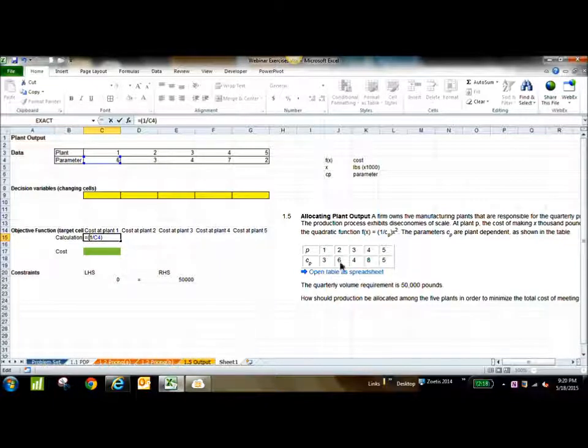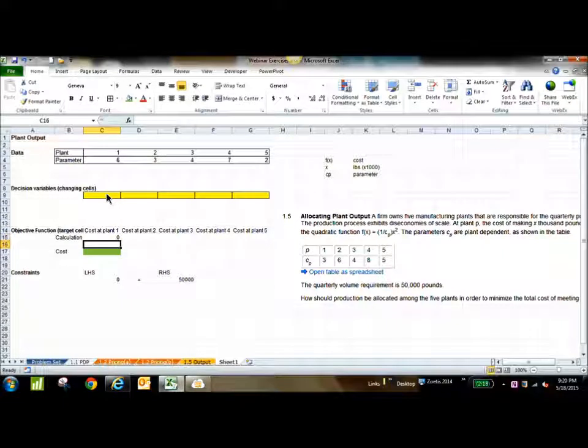As you can see, the numbers I'm using are different from the one in the textbook. Reason why? Because I'm not going to be giving you the seconds, otherwise there is no point. Times, what is my X? Is the pounds and thousands. And that is what I'm trying to solve through Solver, to the power of 2. That's it. That is for plant 1.